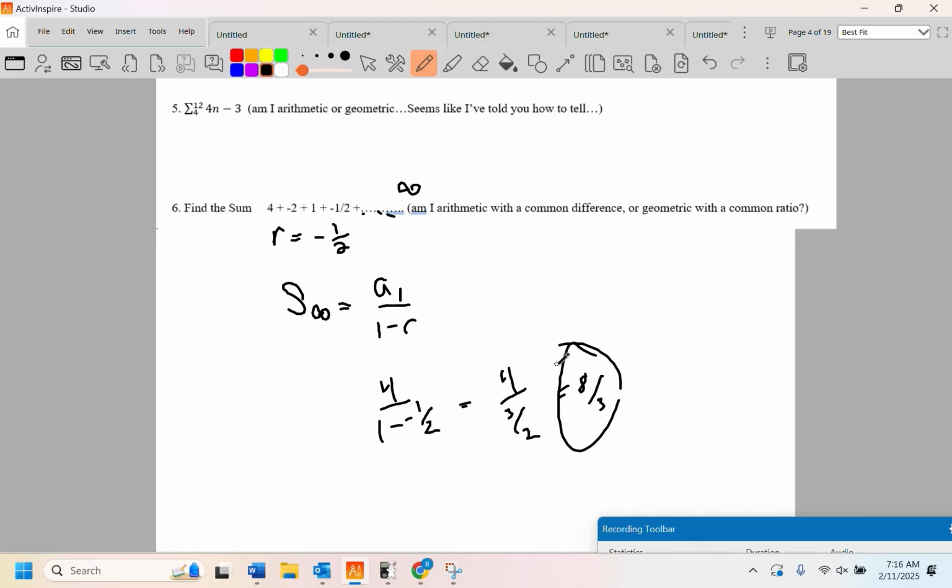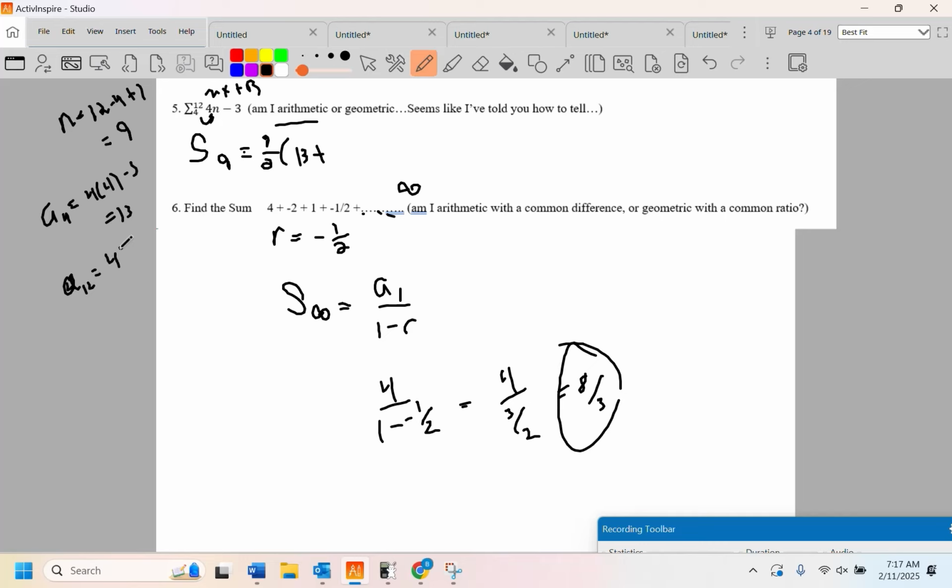Find the sum of the 4th through the 12th terms of the sequence 4n minus 3. Am I arithmetic or geometric? I'm arithmetic because I look like mx plus b. And I'm going to use my summation formula. N is always high, minus low, add 1 back. So there are 9 terms. The first term happens when you plug in a 4. It's actually called a sub 4. It's 4 times 4 minus 3, which is 13. Plus the last term, which happens when you plug in a 12. 4 times 12 minus 3, which is 45.